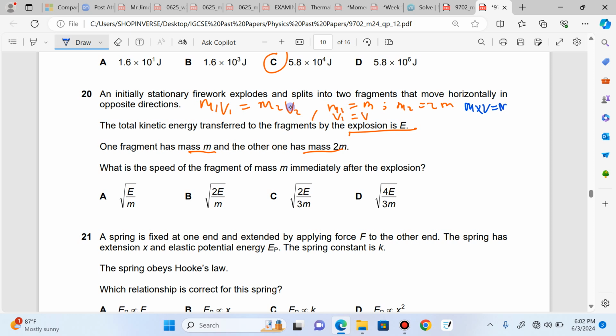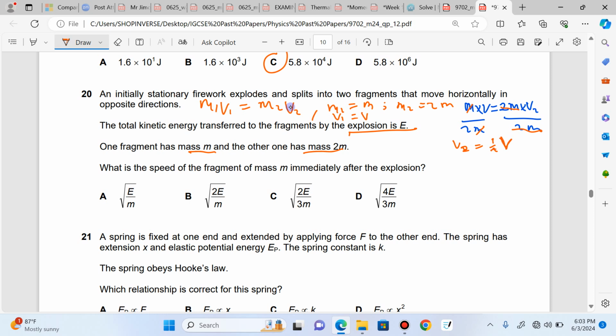M2 is equal to 2M, since one of them has double the mass of the other. So it must be equal to 2M multiplied by V2, which we do not know. Since we are looking for V2, divide both sides by 2M. So 2M will cancel out here. We have V2 equal to M over 2M, which is V over 2, half V.